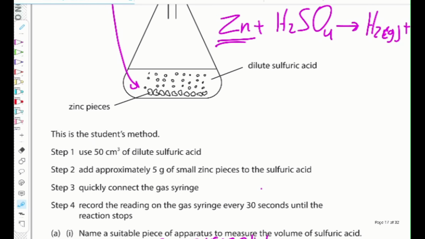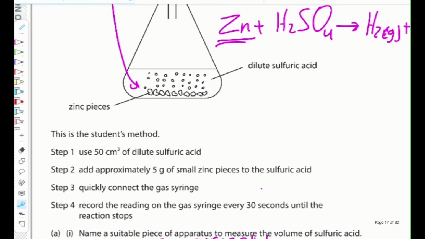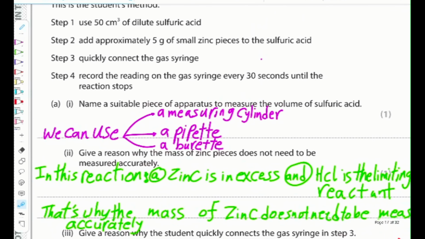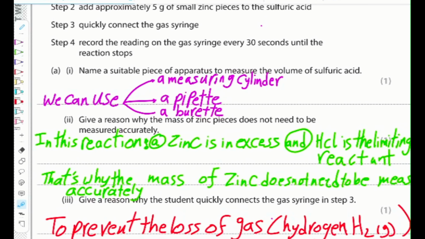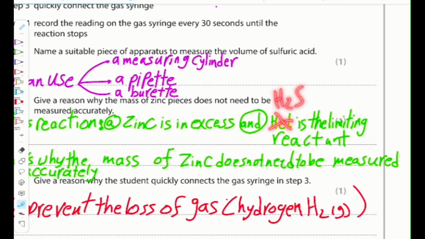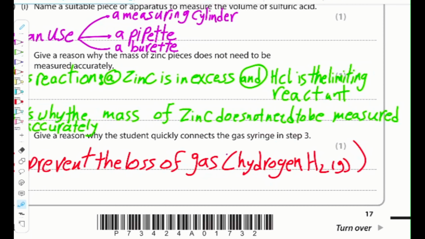Generally, my friends, we want to make sure that all the amount of the sulfuric acid will react with what? React with the zinc. So that's why we add extra zinc, so that we consume all of the acid. So why don't we need to measure the amount of zinc? Because the zinc is in excess, and not HCl here, it should be H2SO4. We need to correct it. H2SO4 is the limiting reactant. That's why the mass of zinc is not important. We generally add an excess amount.